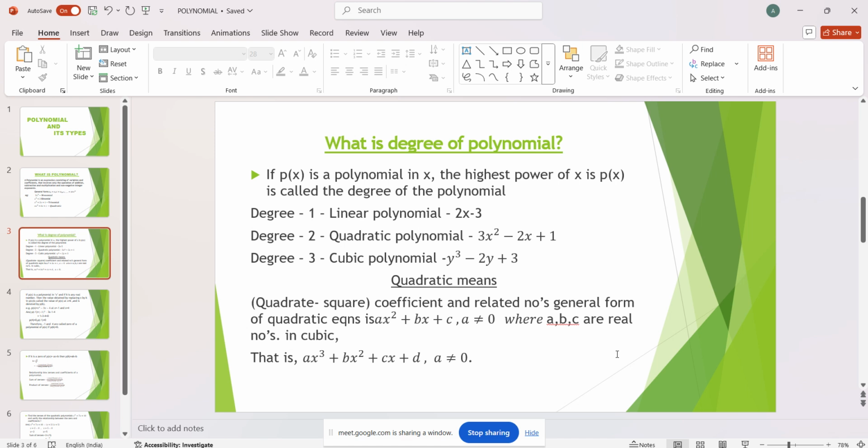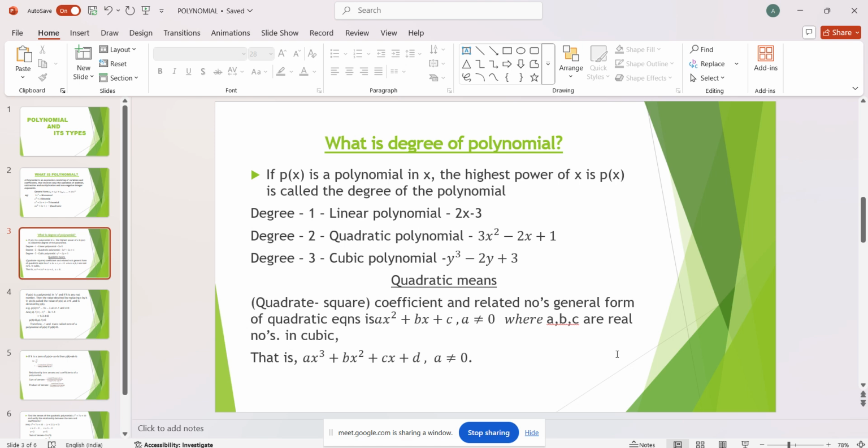For now, you only need to understand these three polynomials. Then the quadratic polynomial. Quadratic means square, that means 2. Square means 2, like that. All sides are equal, that's a square. Coefficients are related.